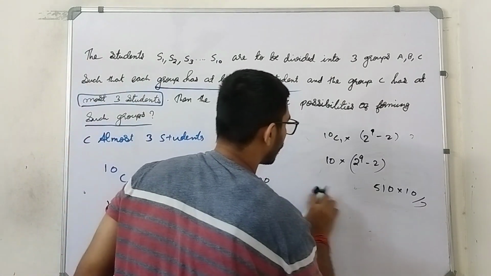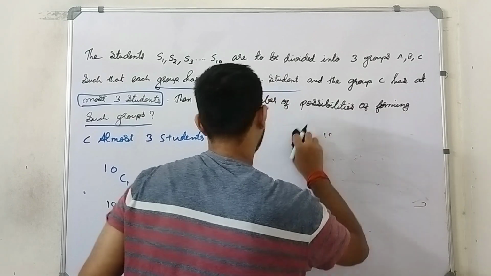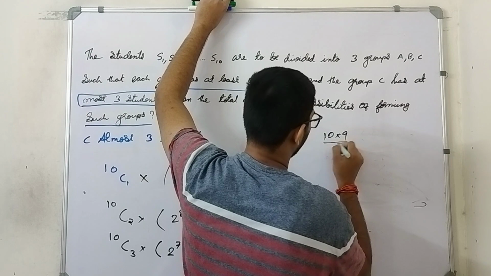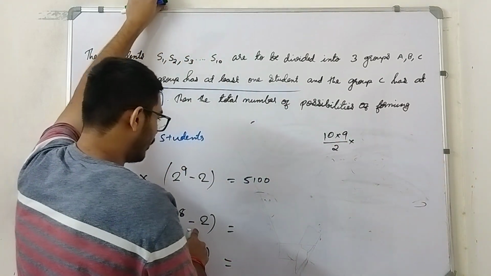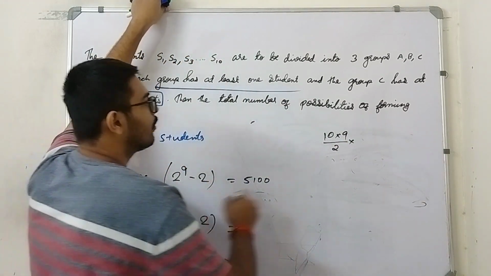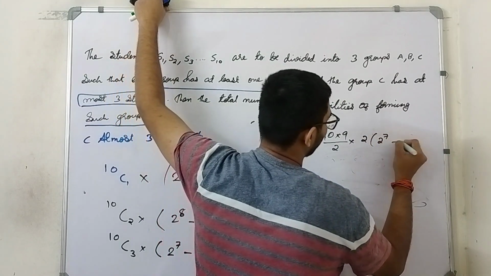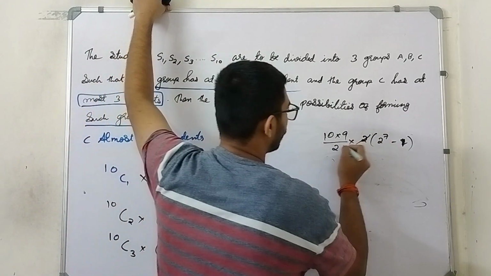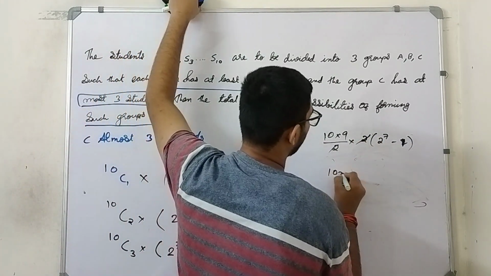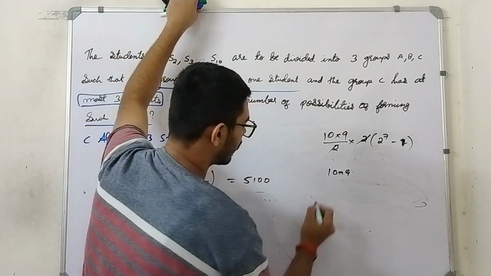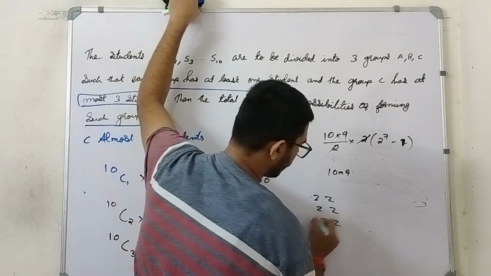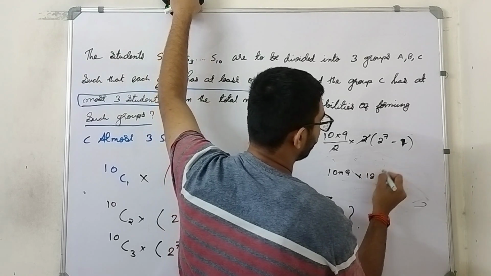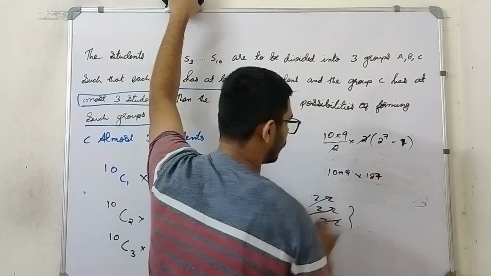Now we can calculate the other value. 10C2 is 10 into 9 divided by 2, into 2 raised to 8 minus 2. So I am taking 2 outside: 2 into 2 raised to 7 minus 1. I have taken 2 from all these values, so these 2 and 2 will cancel. It will be 10 into 9 into, what is 2 raised to 7? 128. 128 minus 1 will be 127.